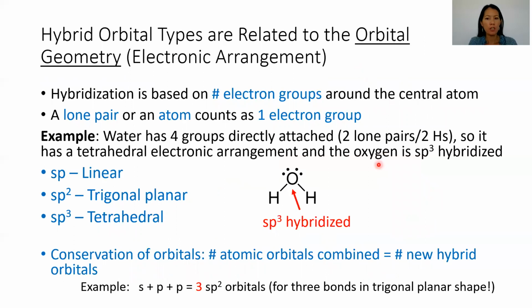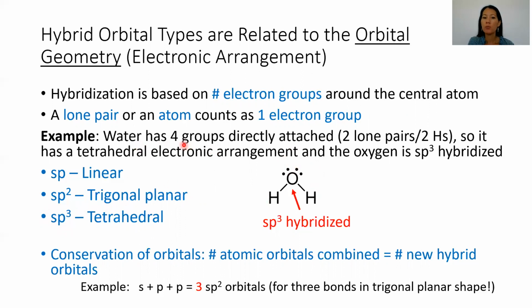There's a lot of verbiage here, but what I want you to know is on this slide, the hybrid orbital type, whether it's sp, sp2, sp3, is related to the orbital geometry or electron arrangement, or simply just the number of electronic groups around the atom. For example, in the previous slide, we had 4 H's around carbon, 4 groups gives tetrahedral, so it must be sp3.